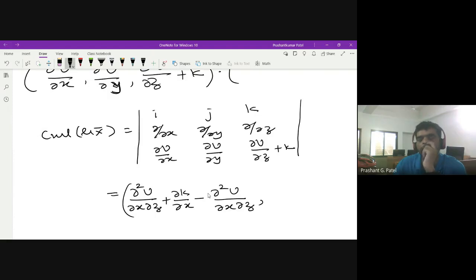Second, what is our second component? That is minus of. So I'll write this one first. Del square u by, so what did I do wrong? That is del square y. Here it is y, here is also y. In the second one, you will have del square u by del x del z plus k, minus del square u by del z del x. But it is of minus, so this is also minus and this is plus.